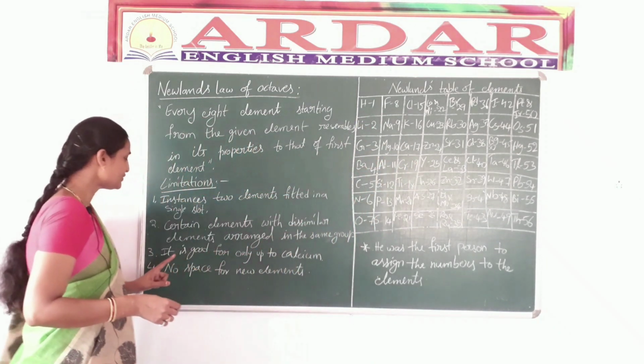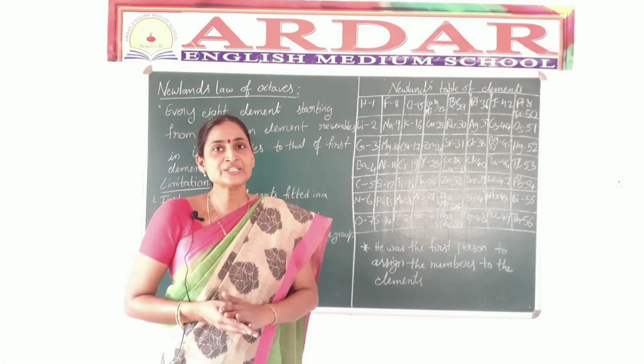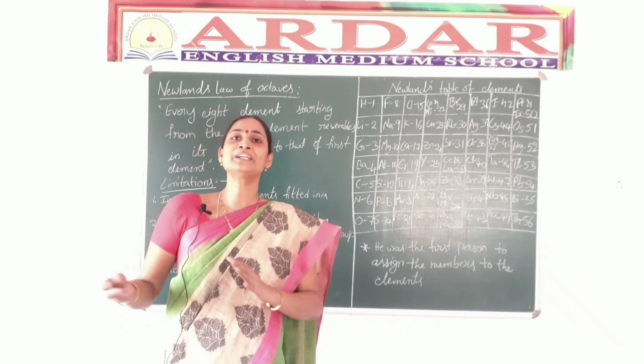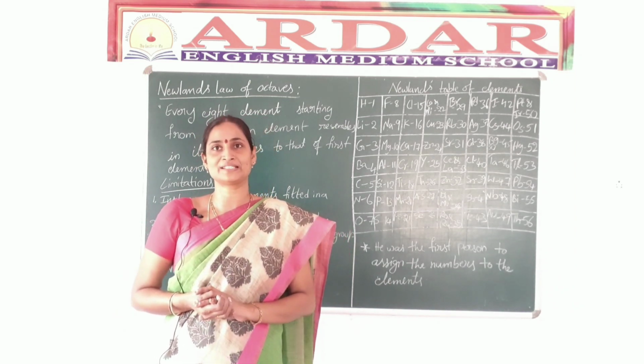And one more limitation: there is no space for new elements. He couldn't leave any space for the new elements which would be discovered later. That is also one limitation of Newlands' law of octaves.